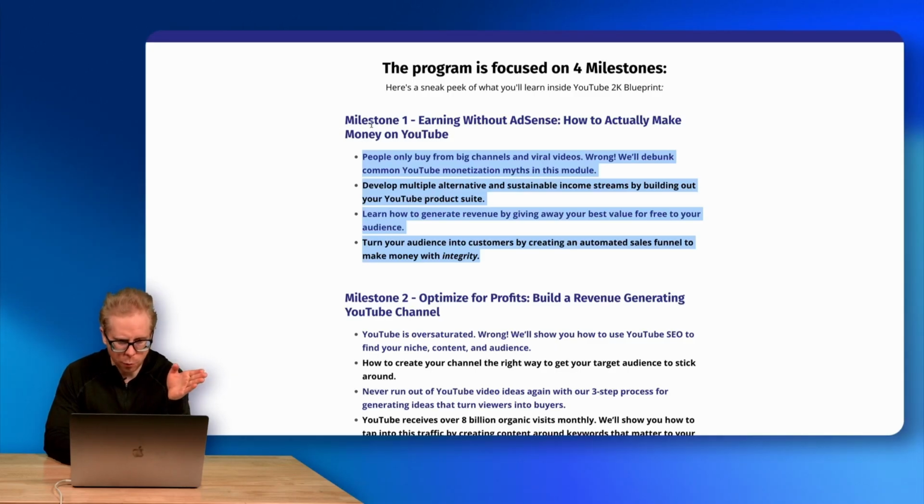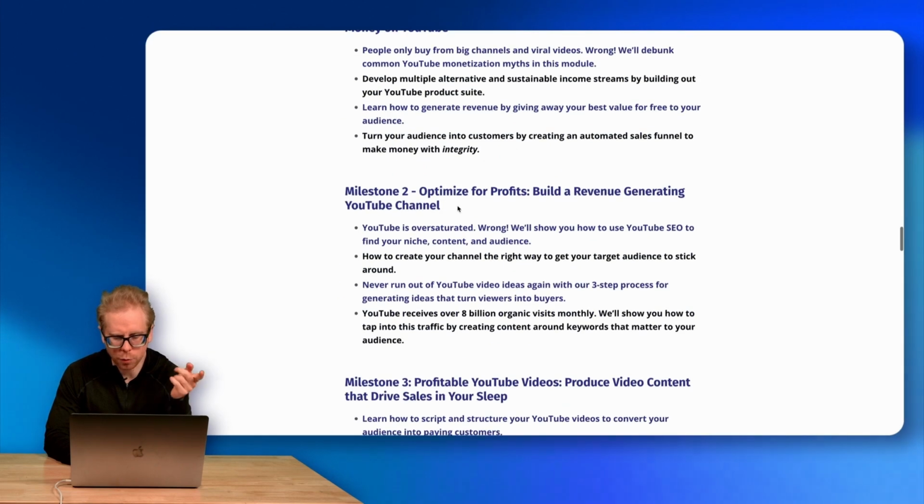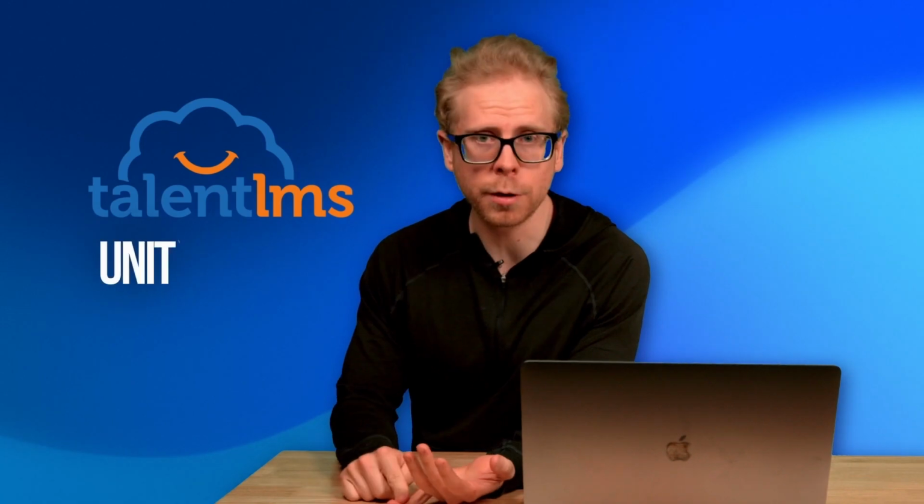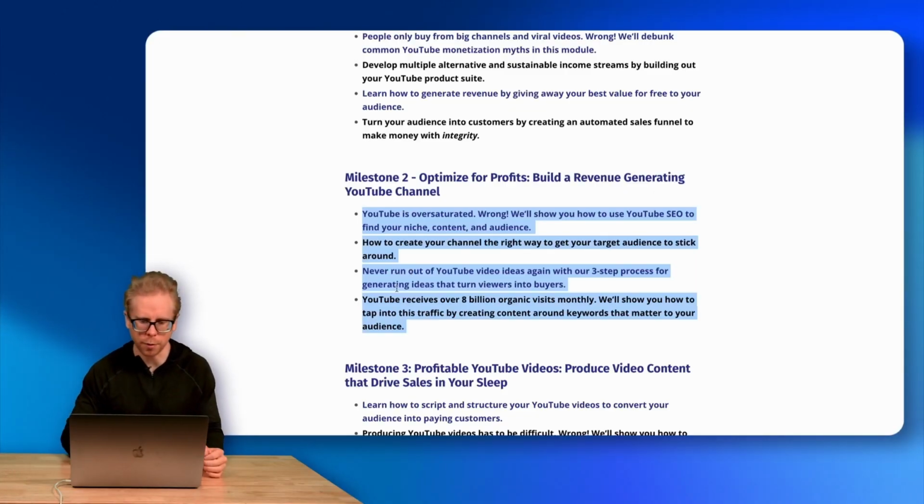So, milestone 1, milestone 2 is optimize for profits. Build a revenue generating YouTube channel. And this is what the modules make up that milestone. Like I said, in Kajabi, modules are actually going to be called lessons. In TalentLMS, we have to get a little more creative. They actually use the concept of units, and I'll show you when we get there, okay?